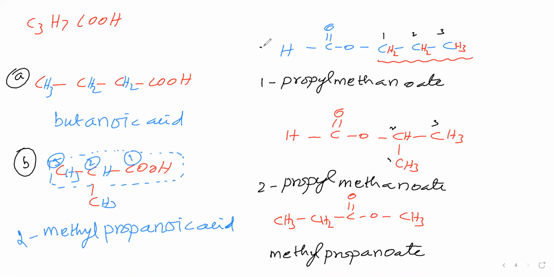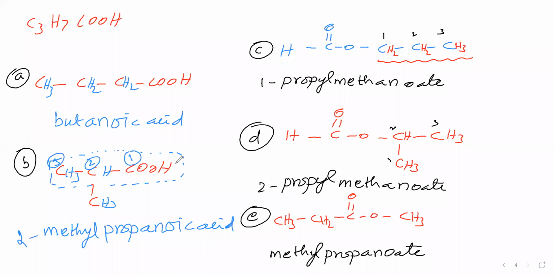Then we will take A and C. The functional group is different. A is carboxylic acid, C is ester. Therefore, A and C are functional isomers. Then we'll take D. A and D are functional isomers. Then we'll take E. A and E are functional isomers. Like that, BD, BC, BE are functional isomers we can say.